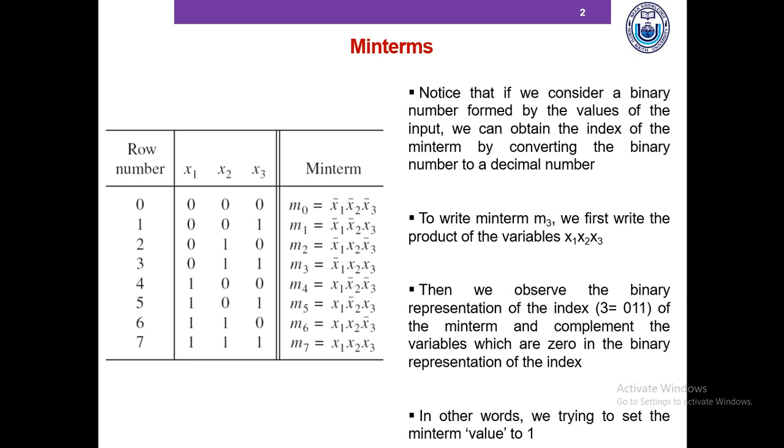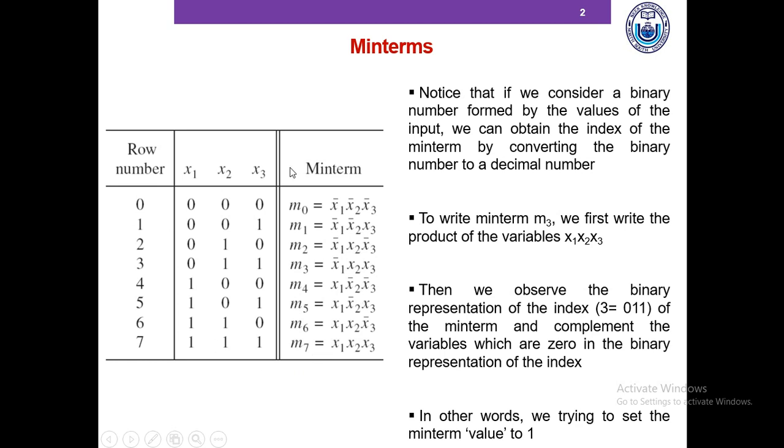To be able to refer to the individual minterms easily, it is convenient to identify each minterm by an index that corresponds to the row numbers shown in the figure. So we will call the minterm of the 0th row M0, the minterm of the 1st row M1, and so on, and the minterm of the 7th row is M7.